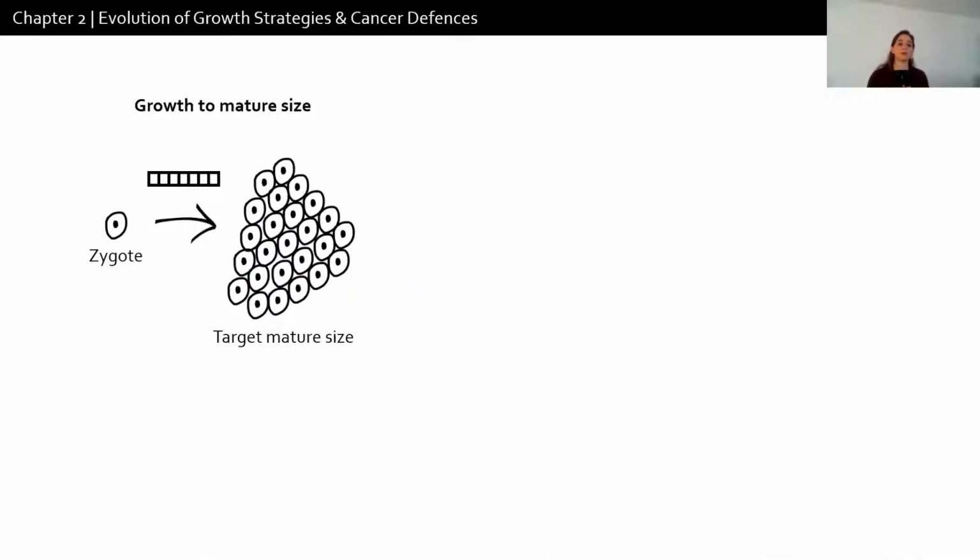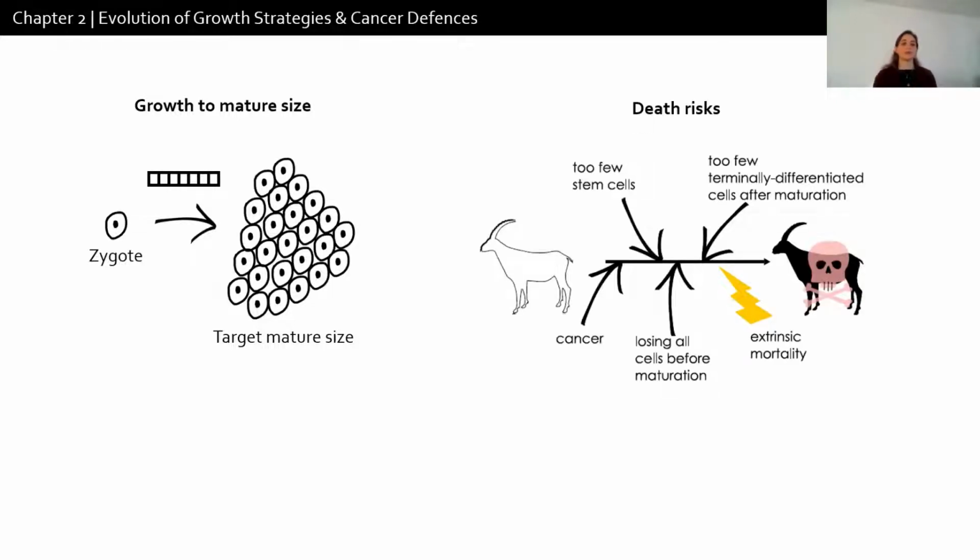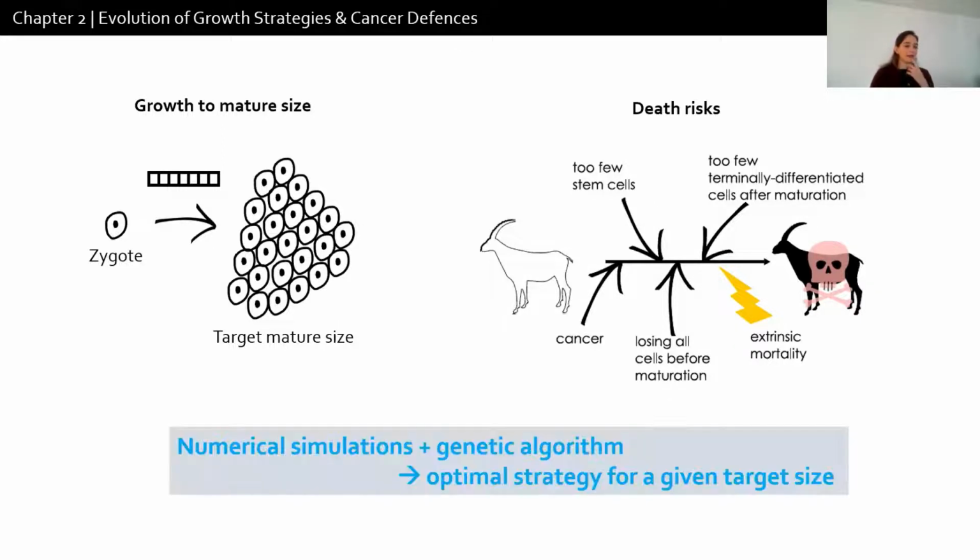So what happens in this model is that the organism starts its life as a zygote, and using this strategy composed of these 7 traits, it grows to its target mature size and maintains its size through its adult lifespan. And during this time, it faces different death risks, including some related to stem cell management and somatic maintenance, but also to cancer and extrinsic mortality. I'm not going to go into more of the details of this model, but what we did was numerical simulations and used a genetic algorithm to find the optimal strategy for a given body size.